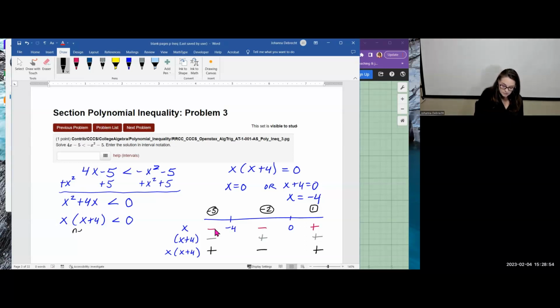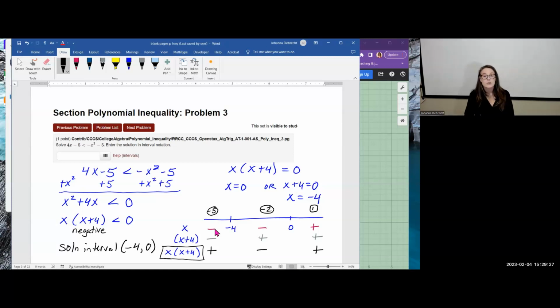Now, what am I looking for? I'm looking for this to be less than 0, which means it's negative. And it's a strict inequality, it doesn't have the or equal to. So where is the combination of x and x plus 4 negative? Well, between -4 and 0, and because it doesn't have the or equal to, my solution is the interval, not the point. This is an interval, and they look the same, so you have to know from context which one you have. -4 to 0. This is an interval between -4 and 0.